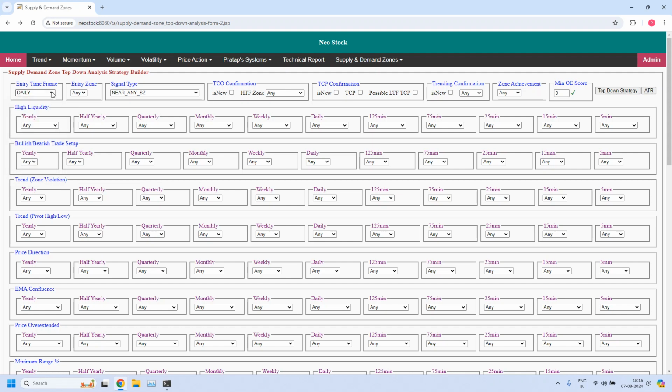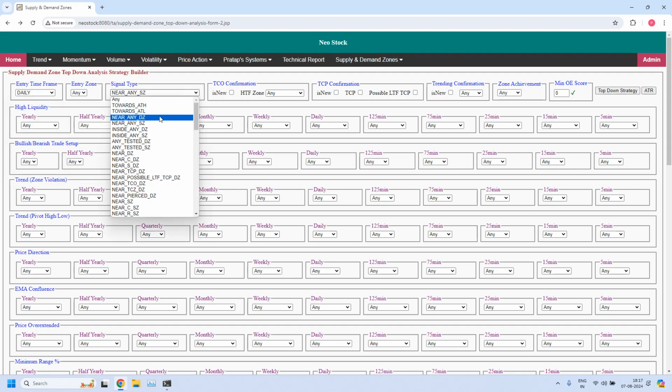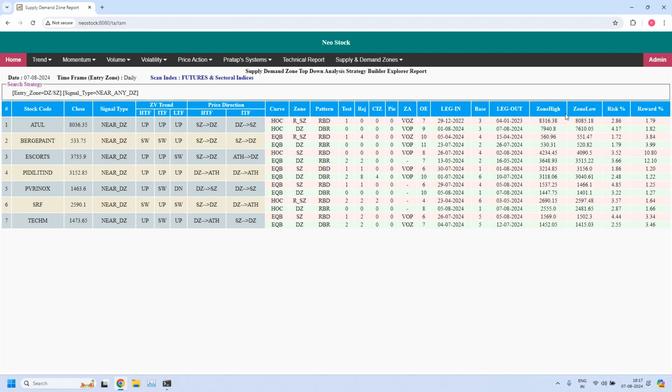Entry time frame is daily. Let us find the stocks near daily demand zone. 7 stocks are near to the daily demand zone. Let us check any high liquidity daily demand zones. No, we don't have any high liquidity daily demand zones from this list.